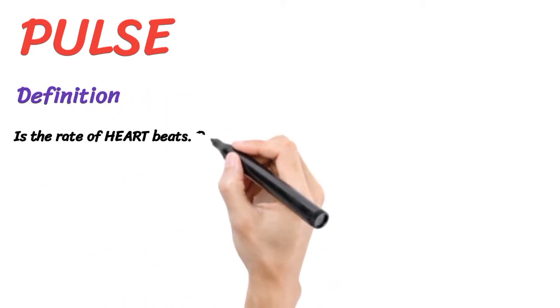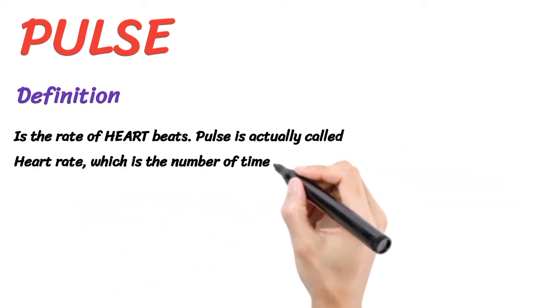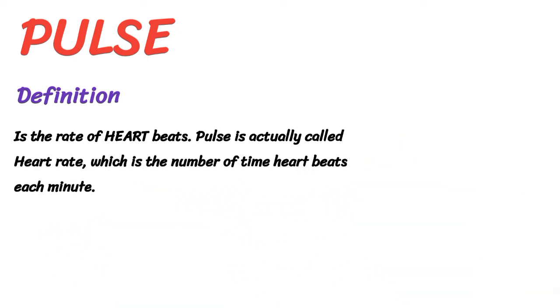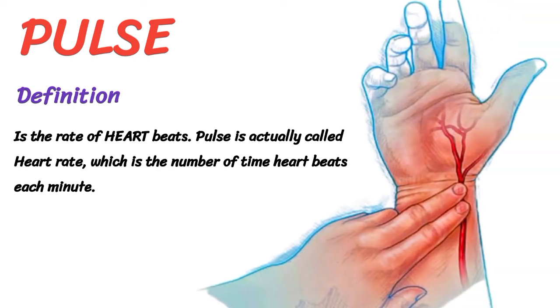Pulse. Definition. It is the rate of heartbeats. Pulse is actually called heart rate, which is the number of times the heart beats each minute. In some types of cardiovascular disease, the heart beats and pulse rate can differ.